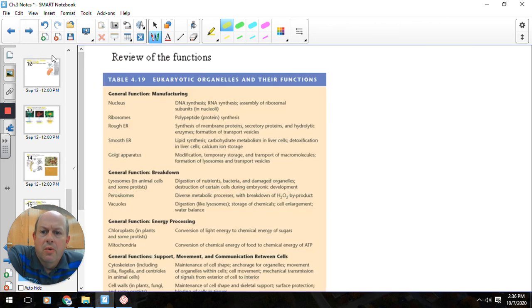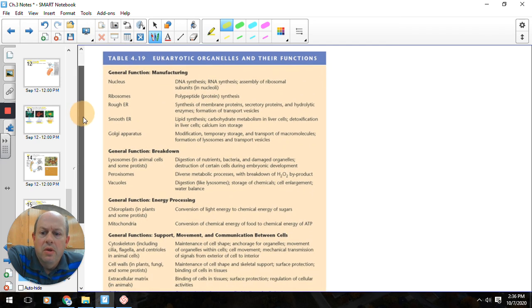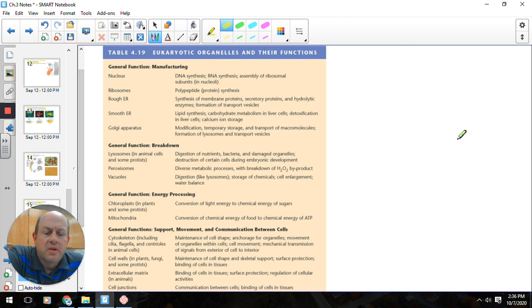So this page is a really handy little review that has all of those, and these slides are in your classroom notes, so if you want to pull up the slides individually. But that's the organelles of the cell, and I hope that was helpful.